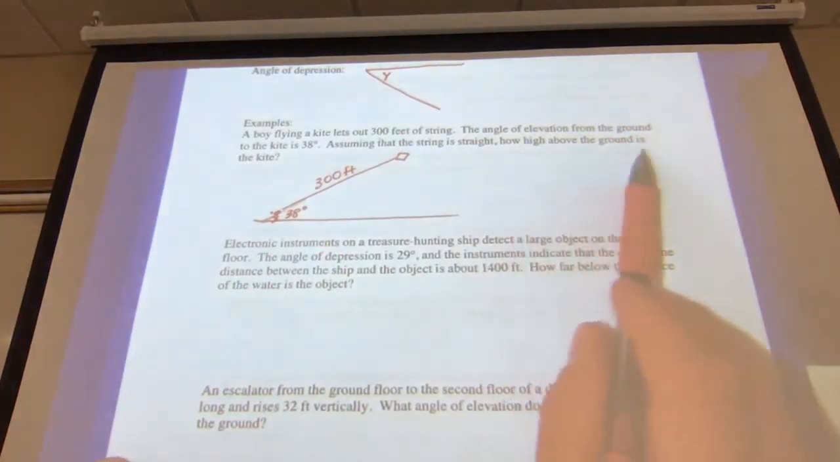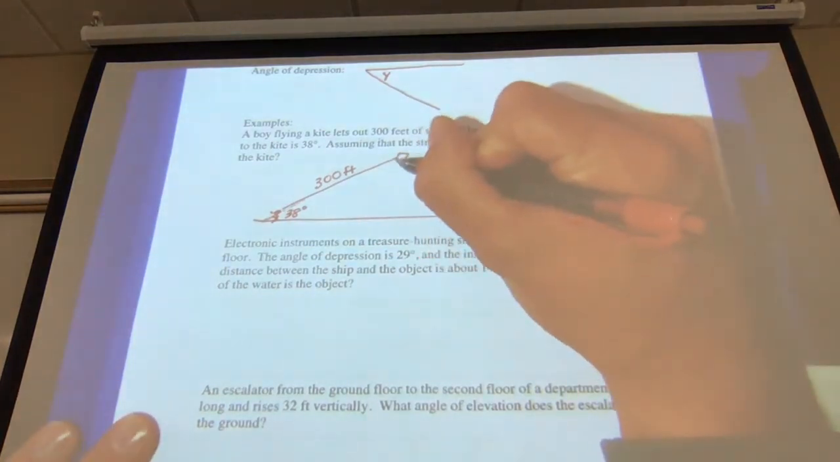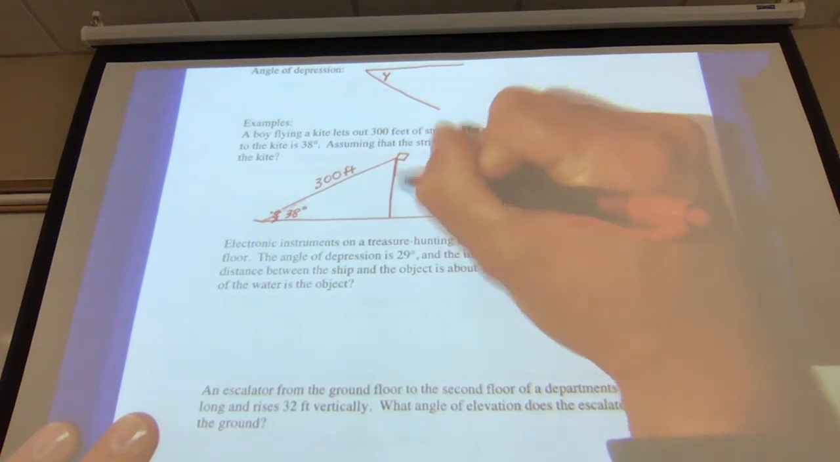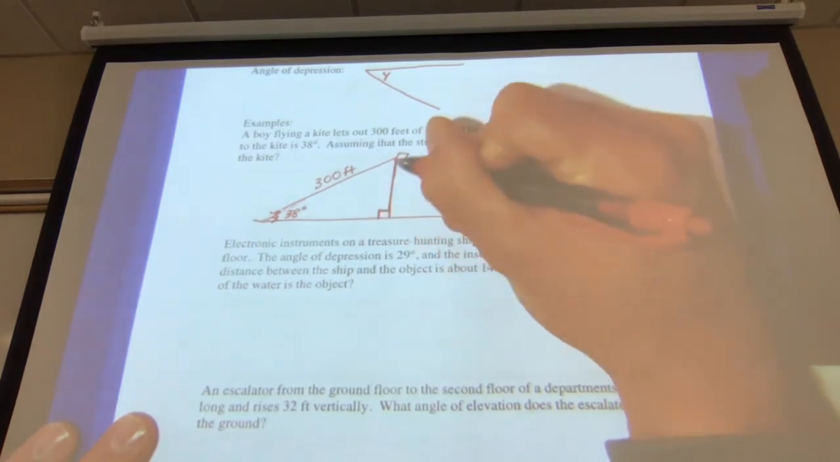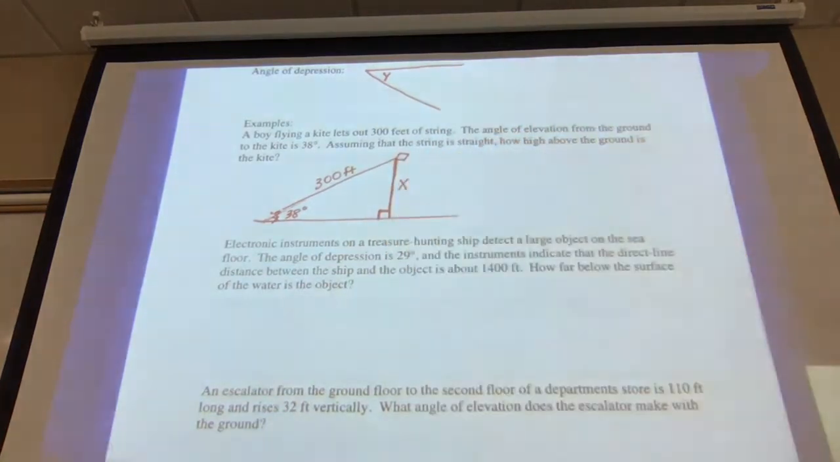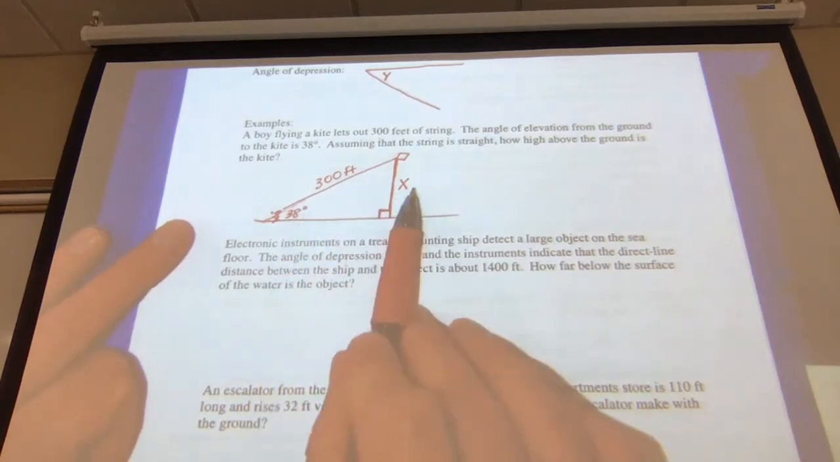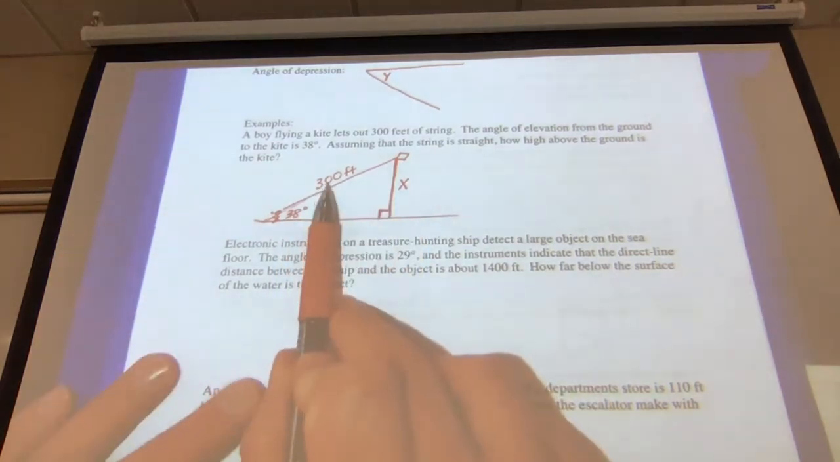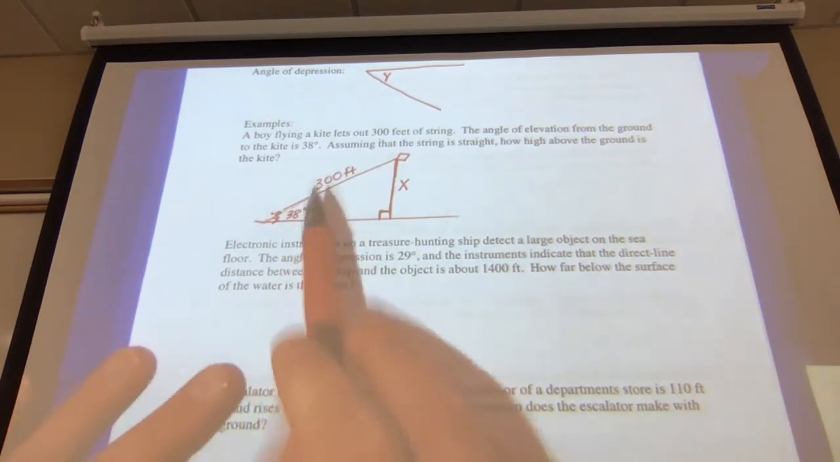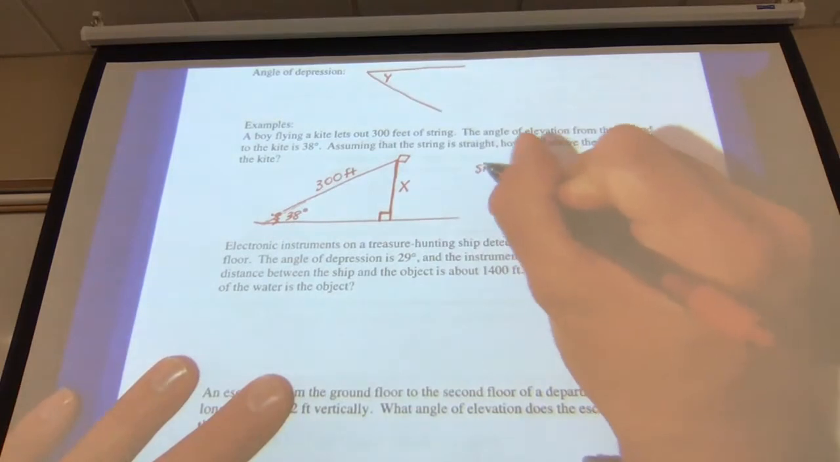And on this one, they're asking us how high above the ground is the kite. Well, here's the kite, here's the ground. So if we close this off, what we're going to do is form a right triangle. And this distance from the height to the ground is what we're looking for. We'll call that X. Then once you have your picture, now you're right back to doing SOHCAHTOA. From the 38-degree angle, the X is the opposite side, the 300 is your hypotenuse. If you go back to SOHCAHTOA, which one uses hypotenuse and opposite? Sine. So we're going to do our abbreviation for sine.